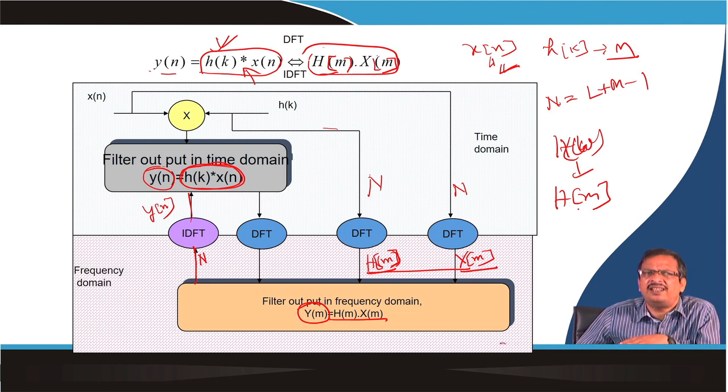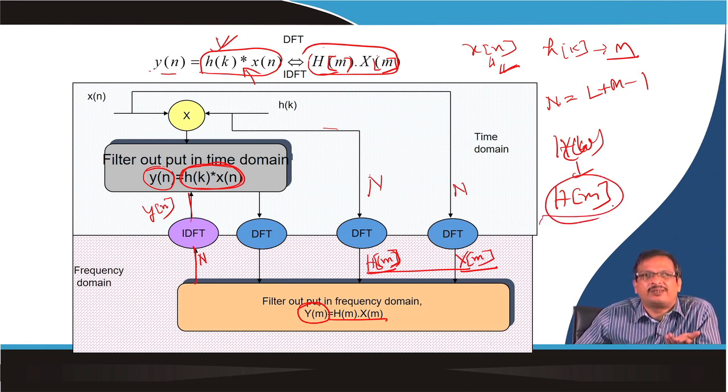So the complexity is that I have to compute the DFT twice. The first is this DFT, the second one is the inverse DFT, because H(m) will be given in the frequency domain itself. So h(k) I do not require, h(k) is not given. I am given only H(m). So once I have H(m), I can directly take the DFT of x(n) and calculate X(m), multiply them, and take the inverse DFT, and I get y(n).